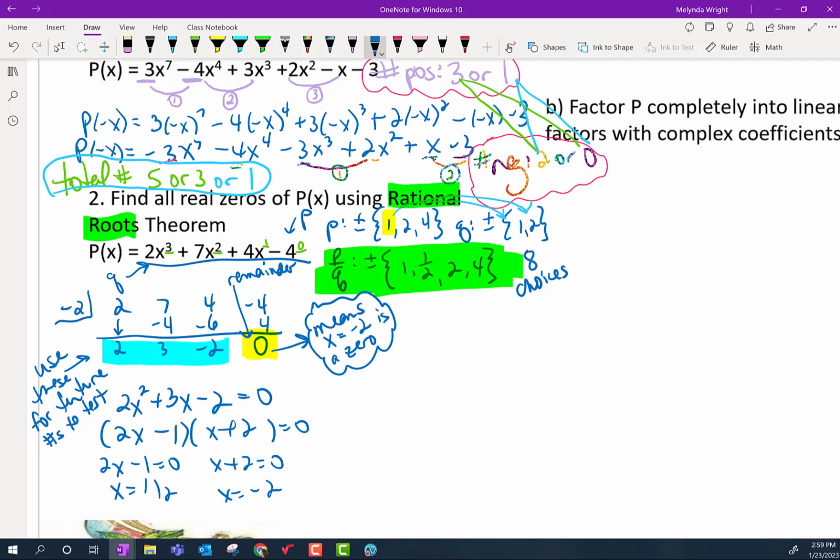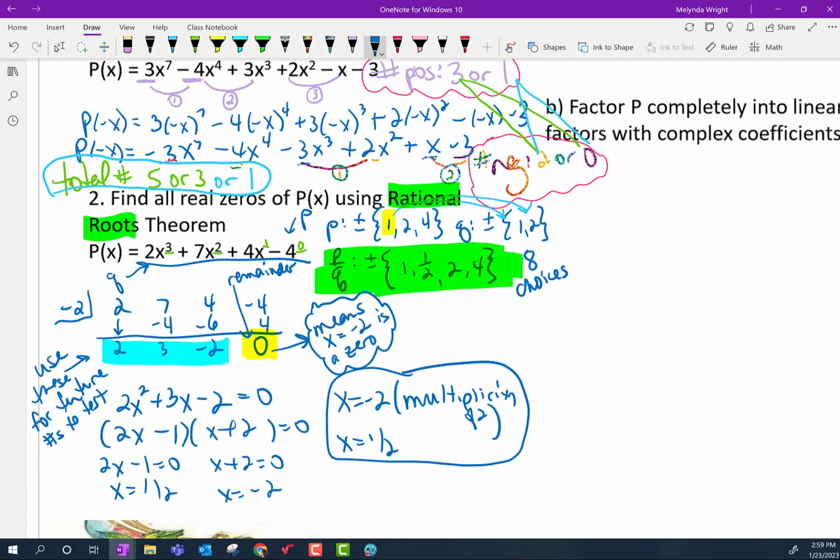Oh, I already had negative 2. Okay, well, negative 2 showed up twice. That means that my answer is x minus 2, there's a multiplicity of 2, and x equals 1/2.